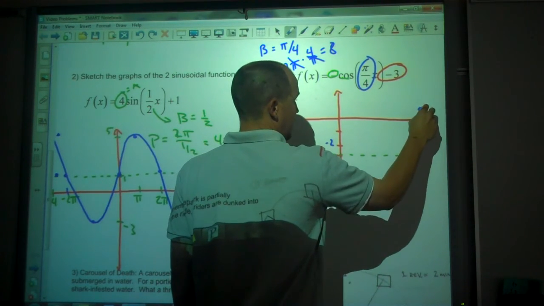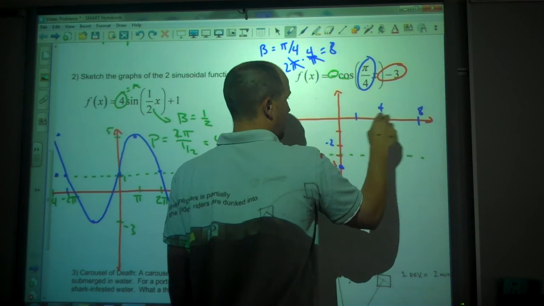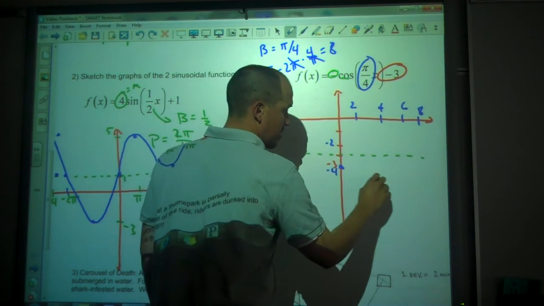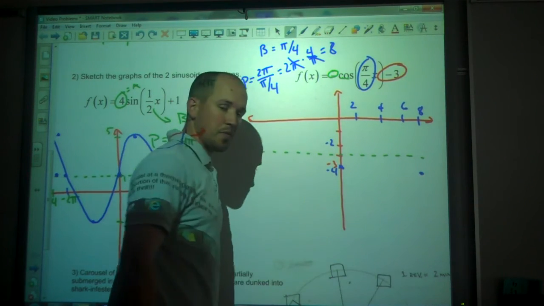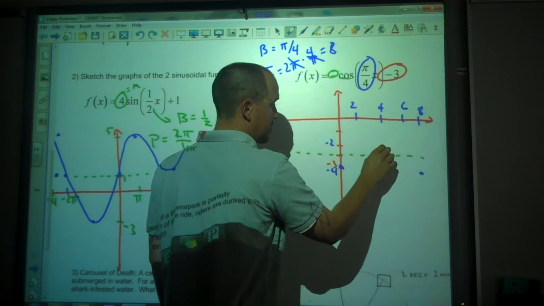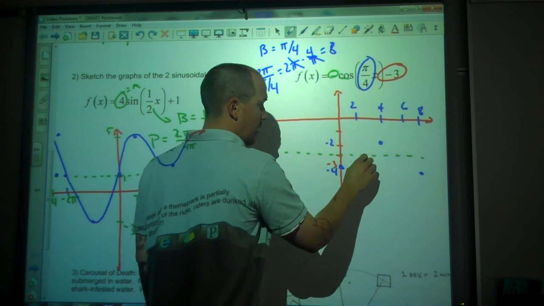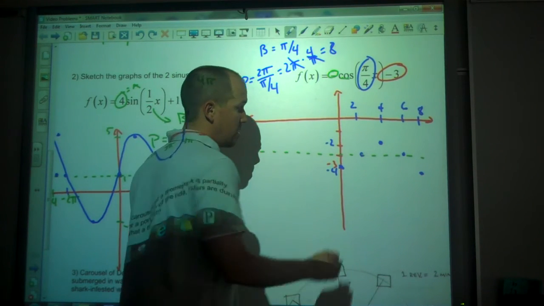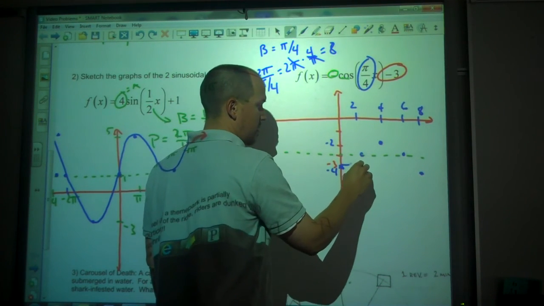So I'm going to go out here and put 8, 4, 2, and 6. So if it starts here, it's going to return to a minimum at 8. That means it's going to go up and reach a maximum at 4, and then in between those spots is when it's going to cross the axis there.